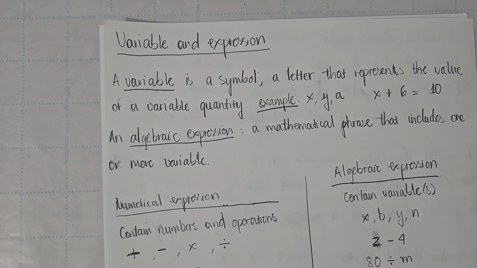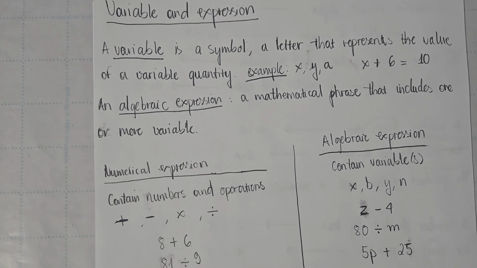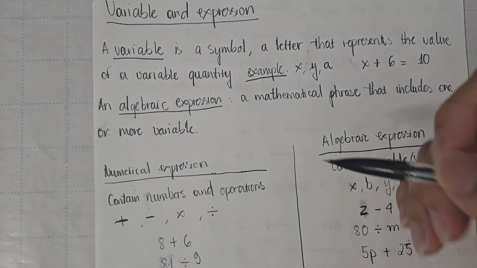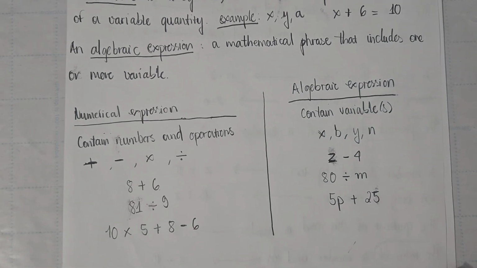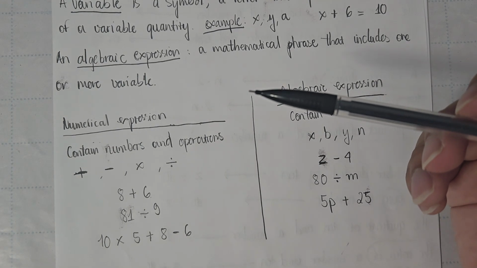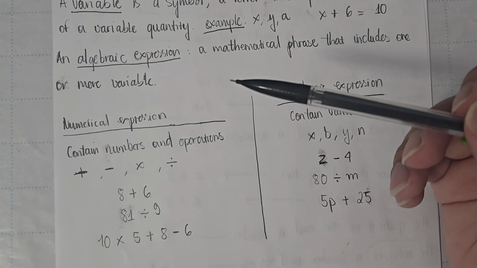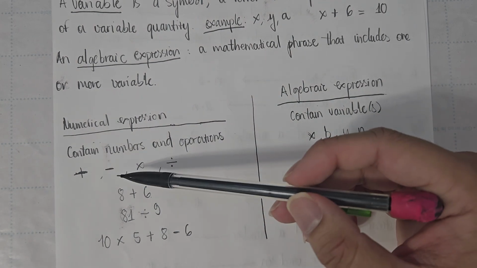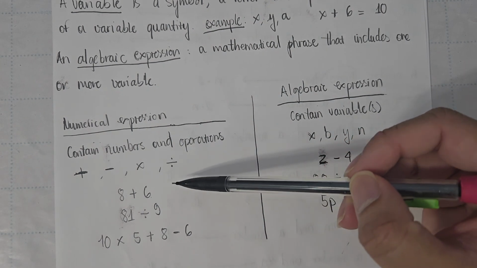An algebraic expression is a mathematical phrase that includes one or more variables. So you compare and contrast between the numerical expression and the algebraic expression. First, if you look at the column on the left, the numerical expression contains numbers and operations. So here we have addition, subtraction, multiplication, and division.